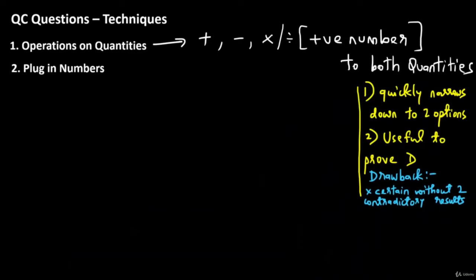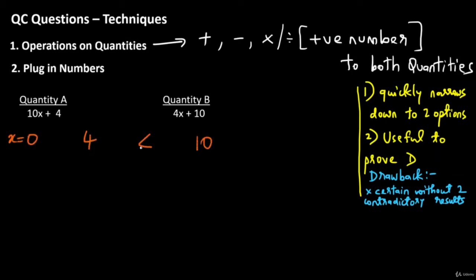So over here I have another question. Quantity A is 10x plus 4 and quantity B is 4x plus 10. Now if you substitute x is equal to 0, you get quantity A as 4 and quantity B as 10, right? So 4 is less than 10. Alright, now what if you substitute x as 1 by 2?